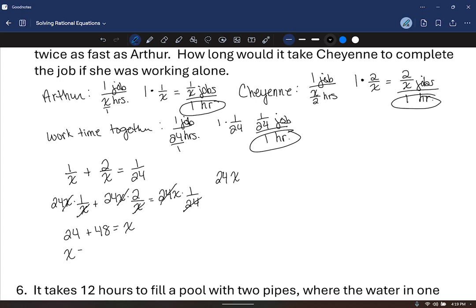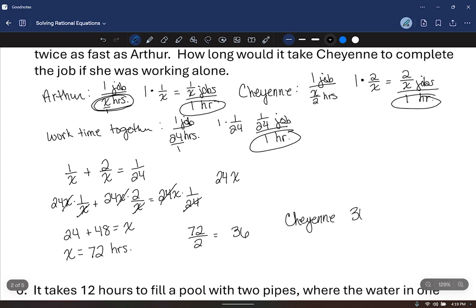And so if I put together the 24 and the 48, that gives me 72. And x represents our hours. So this is 72 hours. Now we have to know, who is this for? Well, I already know that Arthur can complete 1 job in x hours. Well, that would be 72. So it takes 72 hours for Arthur to do 1 job. But they said Cheyenne works twice as fast. So that means we can cut that 72 in half, and that gives us 36. So Cheyenne can complete this job in 36 hours by herself.